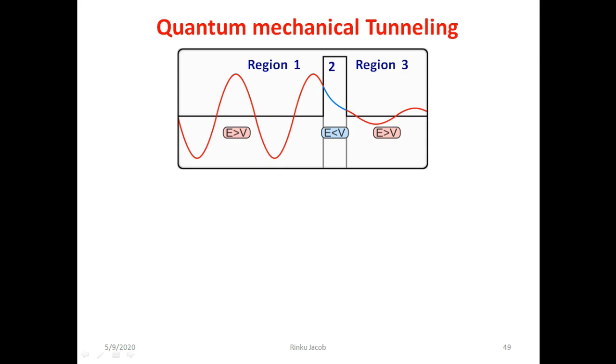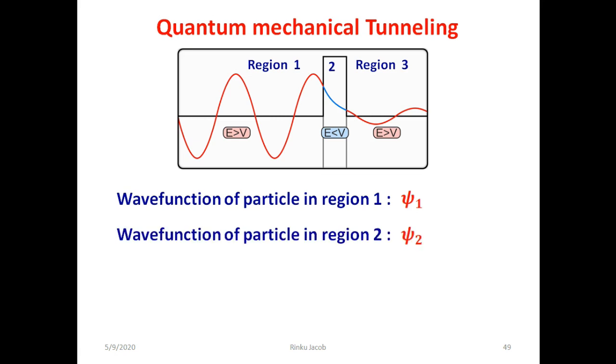To study quantum mechanically the dynamics of the particle approaching the barrier, we make use of the Schrödinger equation. For that, first we have to represent mathematically the waves traveling through region 1, that is the incident and reflected waves, then the wave that tunnels through region 2, and the wave that is transmitted to the other side of the barrier, which is region 3. So let us write the wave function of the particle in region 1 as psi 1, in region 2 as psi 2, and in region 3 as psi 3.